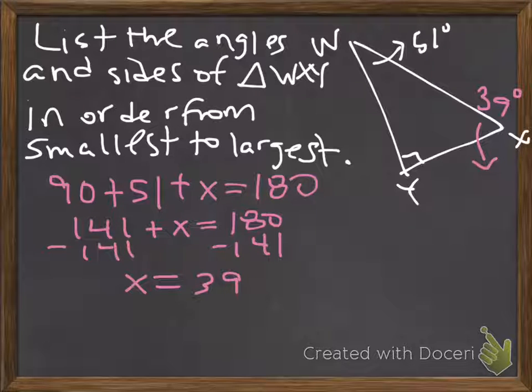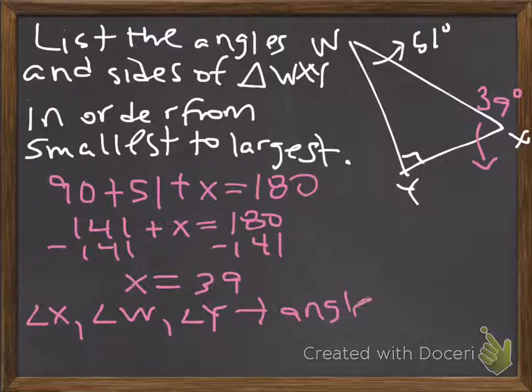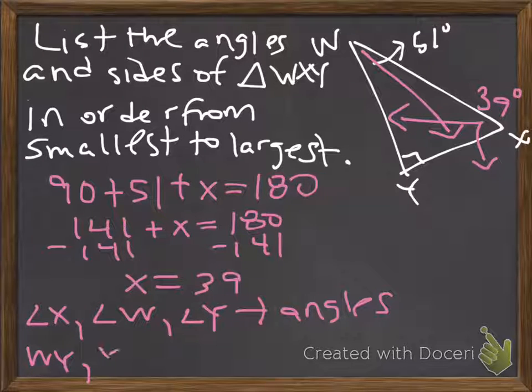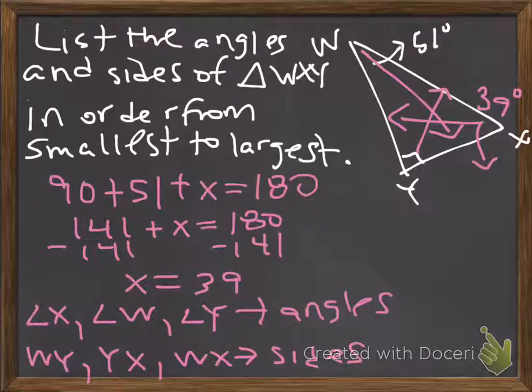And now we can match the angles across from the sides. So the angles are given to us. We could do angle X is the smallest, angle W, angle Y. And those are your angles listed. And then across from the angles, the smallest angle is going to be side WY. Across from 51 degrees is side YX, and across from the largest angle, that's 90 degrees, is WX. So those are going to be your sides in order from smallest to largest.